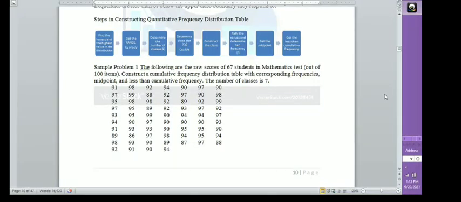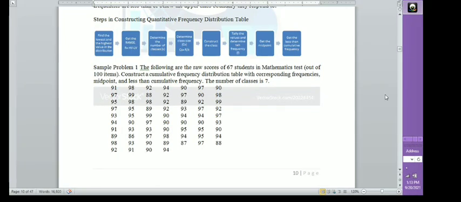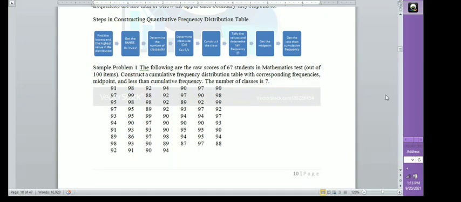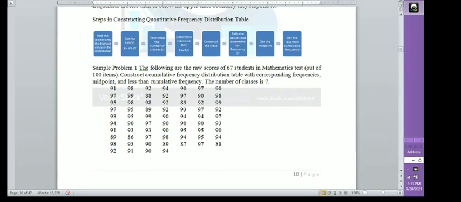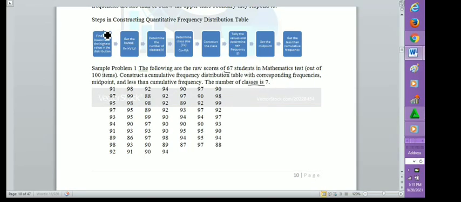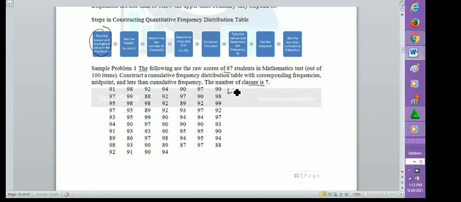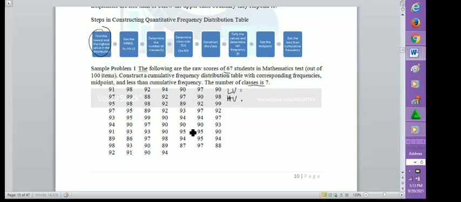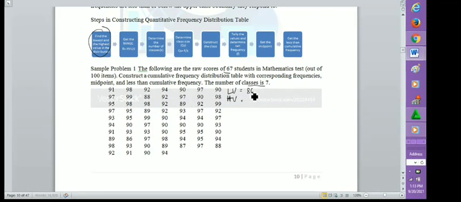Cumulative frequency distribution table. And take note, in the problem, there should be a frequency, corresponding frequency, as well as the midpoint and the less than cumulative frequency. Okay, take note class that we are given here 67 students and the number of classes is 7. So from our first step, we have to determine the lowest value and the highest value first. Now looking at the data, the lowest value there is 86 and the highest value is 99.